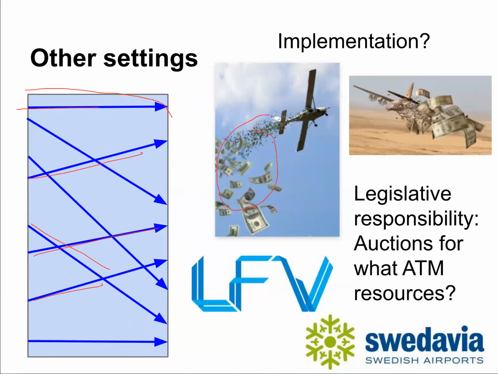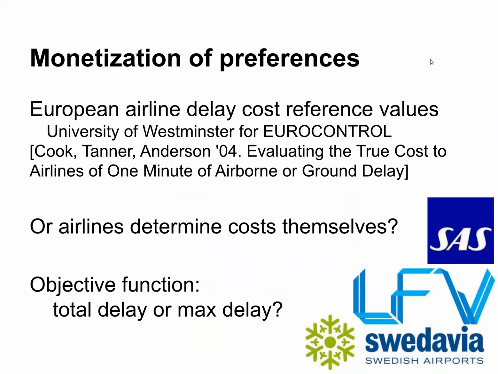Okay, so how do the users pay? Do they just get the money from the sky? Who gets the money? LFV or Svedavio, whoever wants to run this auction, and so on and so forth. Right. So understanding that the preferences should be monetized, trying to get these delay costs, at least the reference values for the airlines, or have the airlines determine the cost themselves, looking at different objective functions.